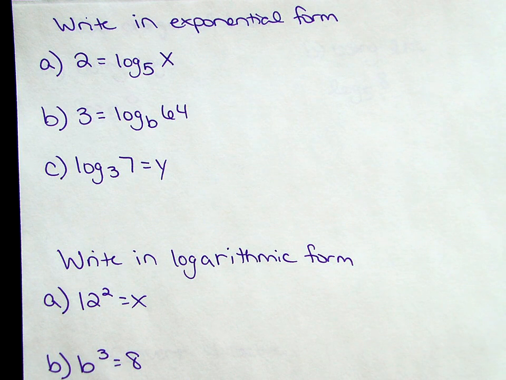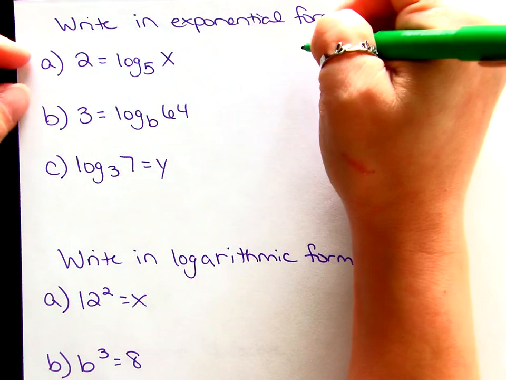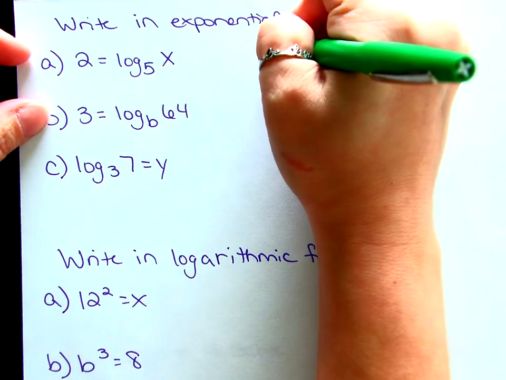So if we look at that first one, where we're going to write it in exponential form, it says 2 equals log base 5 of x. And this is where we're going to use that base becomes the base and the answer becomes the exponent. So what is the base of this logarithmic equation? 5. So that becomes the base of our exponential.